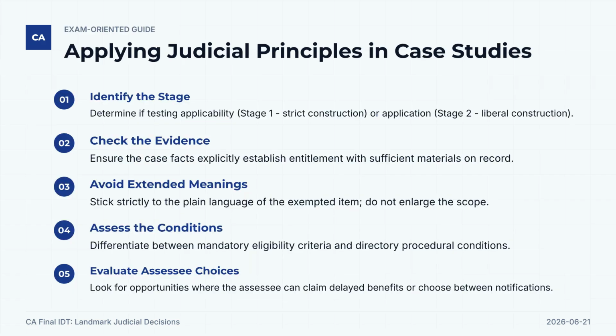When solving exemption-related case studies, follow a structured approach. First, identify whether the issue concerns eligibility or application, because that determines whether strict or liberal interpretation should be used. Second, verify whether sufficient evidence exists to establish entitlement. Third, avoid extending the language of the notification beyond its natural meaning. Fourth, distinguish between mandatory eligibility conditions and directory procedural conditions. Finally, check whether the assessee can claim the benefit later or choose between multiple applicable notifications. Following this sequence helps convert complex legal principles into a practical framework for answering examination questions.